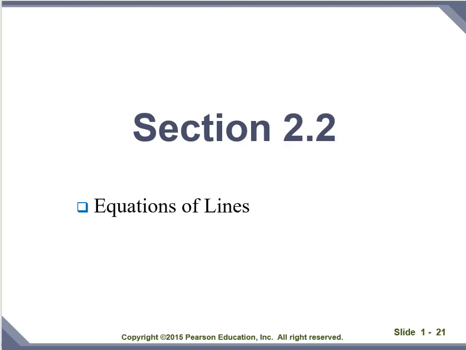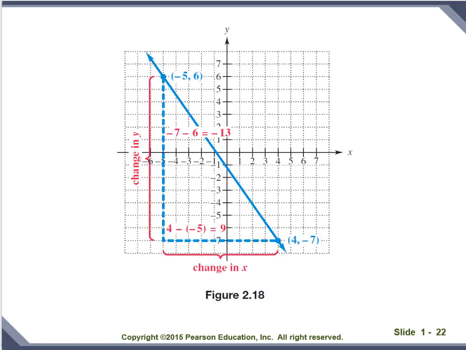Section 2.2 is equations of lines. This again is something that comes from algebra in high school that is reviewed a little bit in math for liberal arts that people sometimes forget about. So first we have slope. Remember, the slope is the change. You take 2 points on a line, it doesn't matter which, it could be any 2 points, and it's the change in the y value divided by the change in the x value. Change in y divided by change in x, or rise over run.